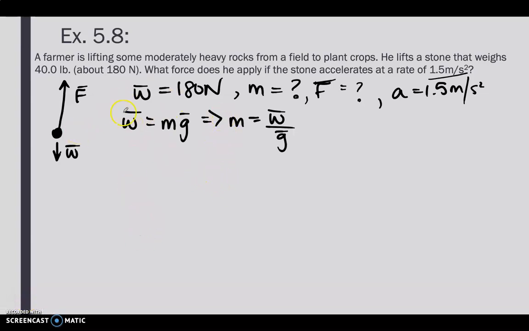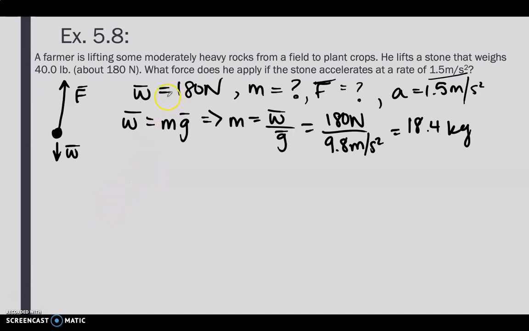Okay, so we're going to continue with our example here, 5.8. We are going to solve for the mass of the rock. The weight is 180 newtons, and our gravity is 9.8 meters per second squared. Let's put that into our calculators, and we get 18.4, and this is kilograms. So this is the mass of our rock.